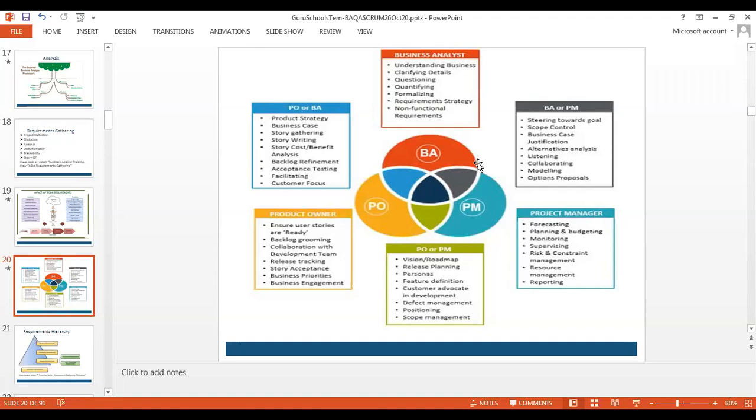Now let's try to understand product owner and BA and PM. So we are basically steering towards the goal, what is defined in project scope, how to control project scope, how to control the business case justification, because PM is an implementer.